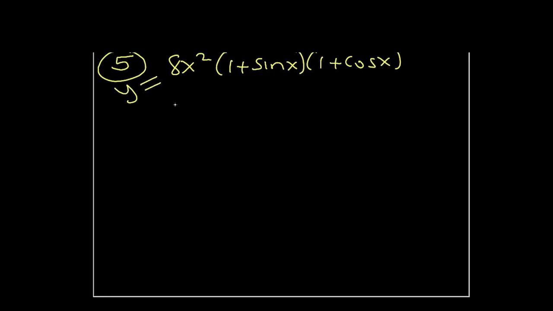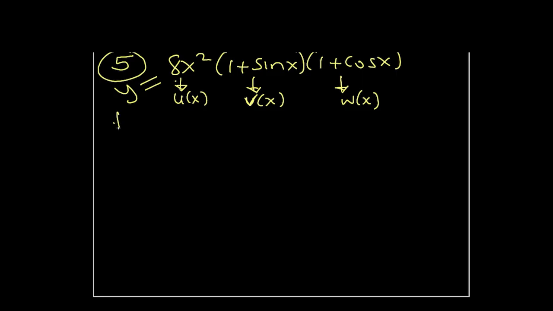In this case we have a product of 3 items. The first one, you can call it u. The second one, you can call it v. And the third one, you can call it w. So this is a product rule for 3 items. What we do in this case is very simple, and we can apply the formula. I'm going to do it this way.